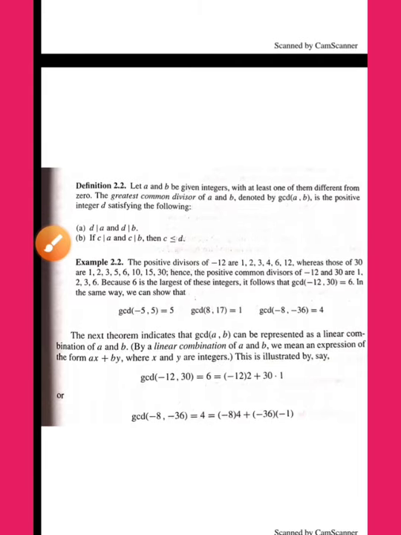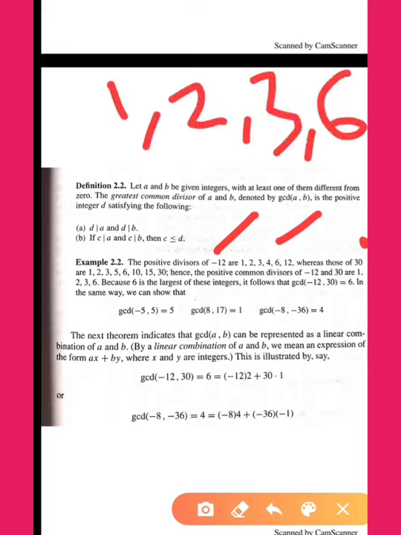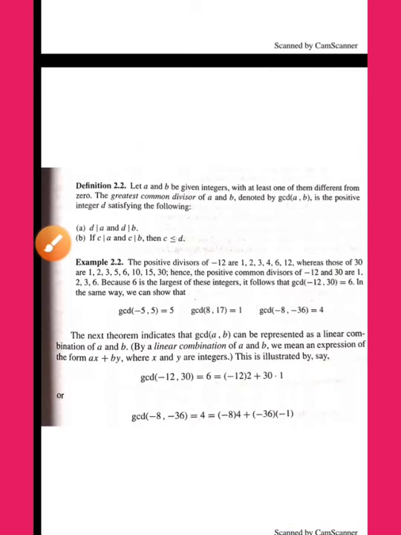Divisors of minus 12 are 1, 2, 3, 4, 6 and 12. Divisors of 30 are 1, 2, 3, 4, 5, 6, 10, 15 and 30. Now list the common divisors. We can see that the common divisors are 1, 2, 3 and 6. Among these common divisors, 6 is the largest, and therefore the greatest common divisor of minus 12 and 30 is 6. So this is a very simple example.